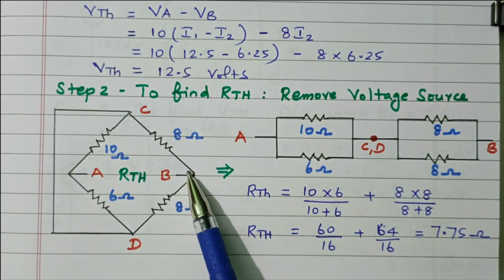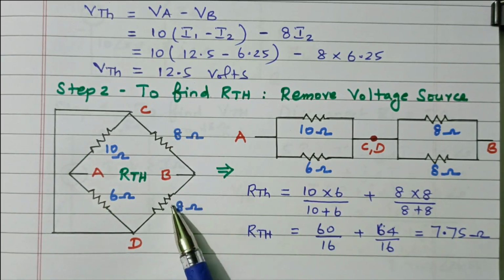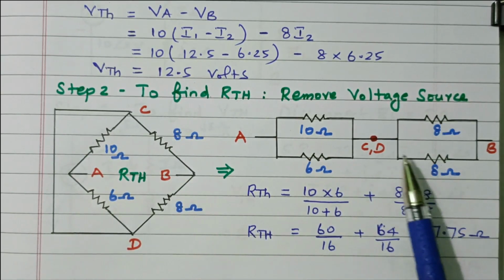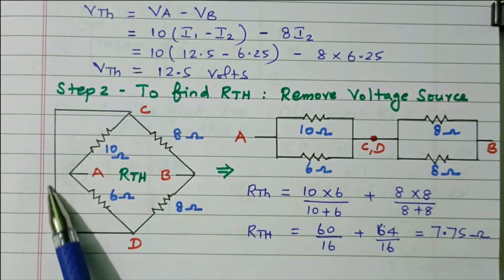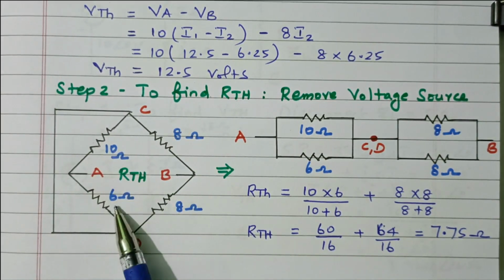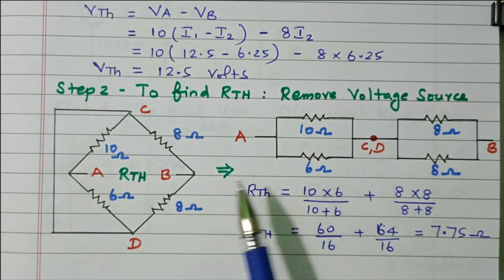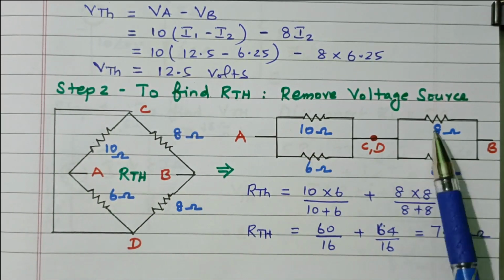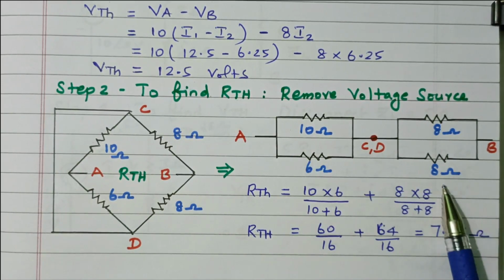Here again the current is diverted. So these two 8 ohms are connected in parallel. C and D is the common terminal because it is short circuited. C and D is short circuited. So this 10 ohm and 6 ohm is parallel. This 8 ohm and this 8 ohm is parallel, that is connected in series.